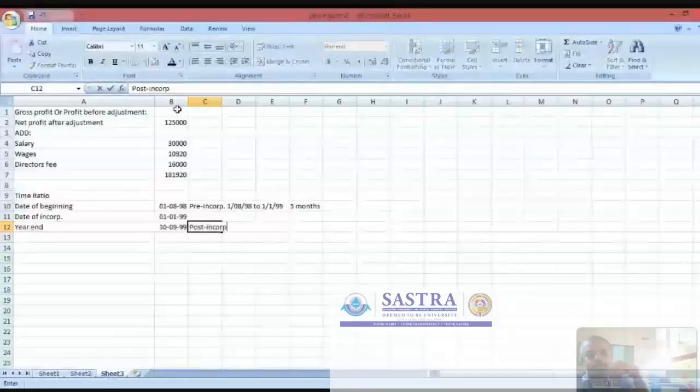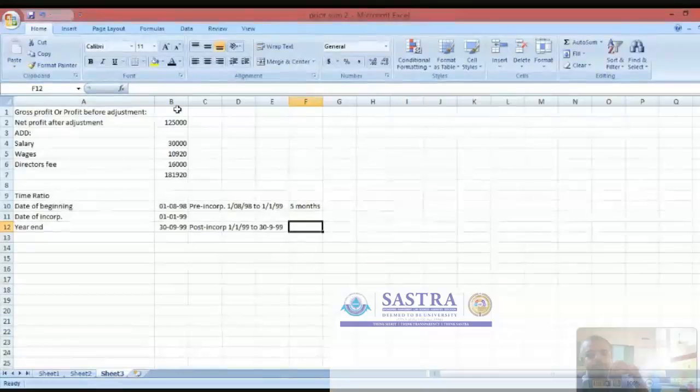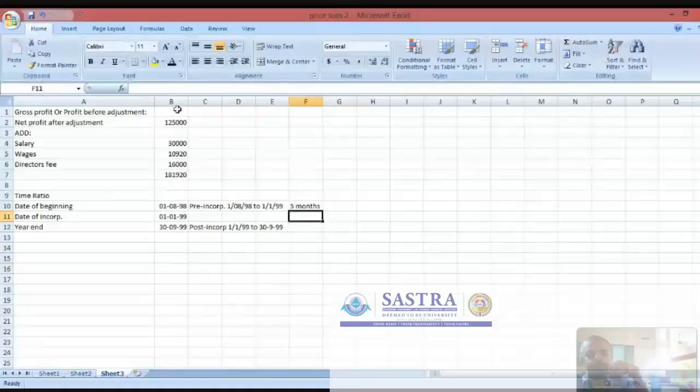Post-incorporation period 1/1/99 to 30th 9/99. So how many months here? 9 months. Am I right? Is it correct? Yes, sir. So 8, 9, 10, 11, 12. So 5 months is going to be here. Here is going to be 9 months.